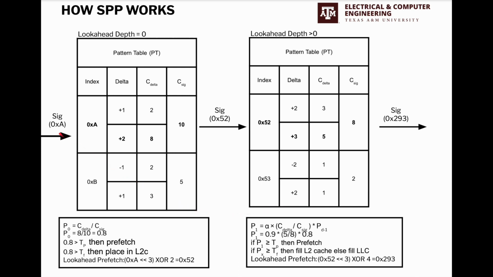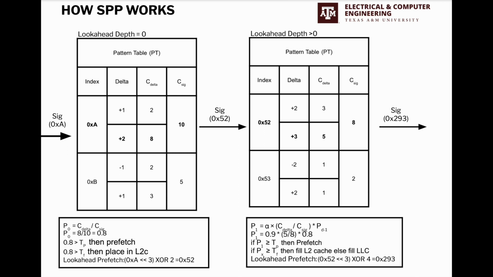So say we have a signature 0xA. We look in the pattern table for an index that matches this signature. And then we calculate the path confidence value, which is simply given by C delta divided by C signature for the case where lookahead depth is 0. So in this case, we take 8 divided by 10 to get 0.8.